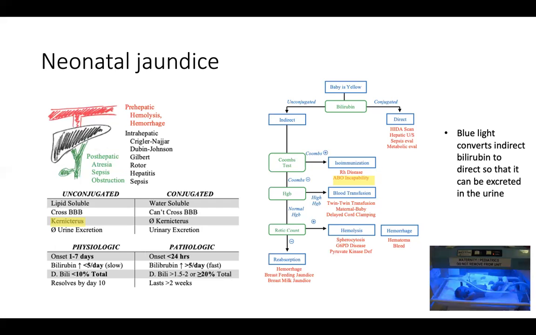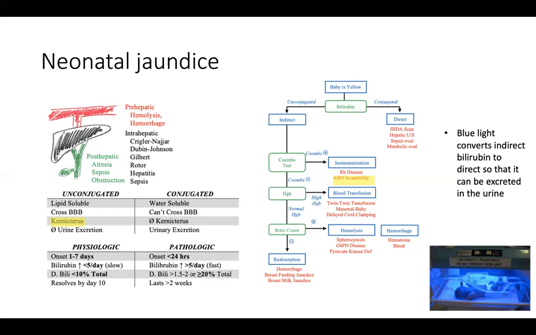Physiological jaundice is unconjugated jaundice. It has an onset of the first week of life. The bilirubin slowly starts to increase. It's usually less than 5. And it's a form of indirect bilirubin that resolves by day 10. Again, remember that you just take the total bilirubin minus direct to give us our indirect.